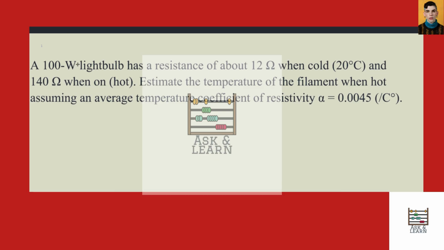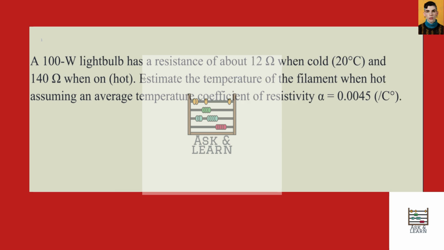A 100-watt light bulb has a resistance of about 12 ohms when cold, so that's 20 degrees Celsius, and 140 ohms when on, hot. Estimate the temperature of the filament when hot, assuming an average temperature coefficient of resistivity alpha equals 0.0045 per degree Celsius. So we are going to make an assumption here.